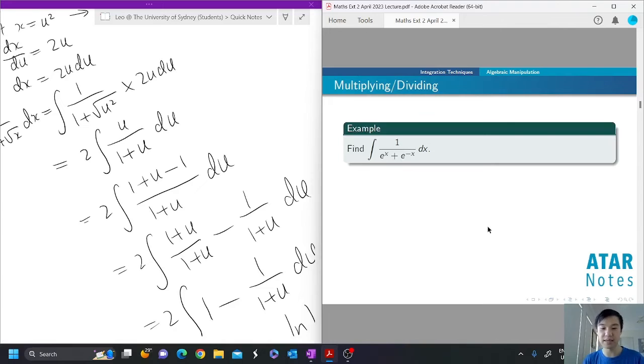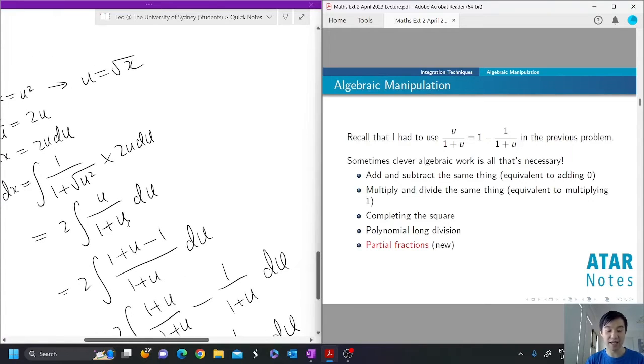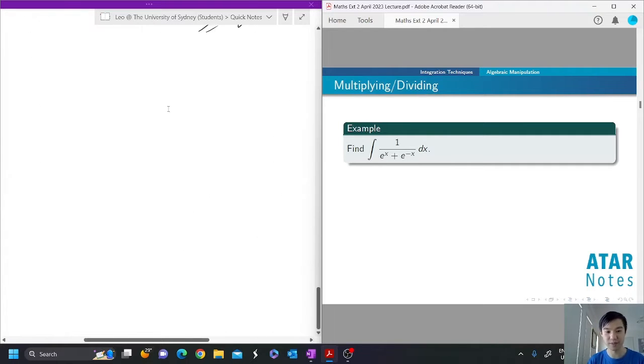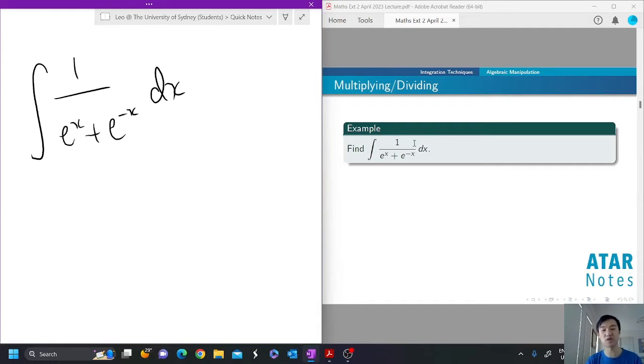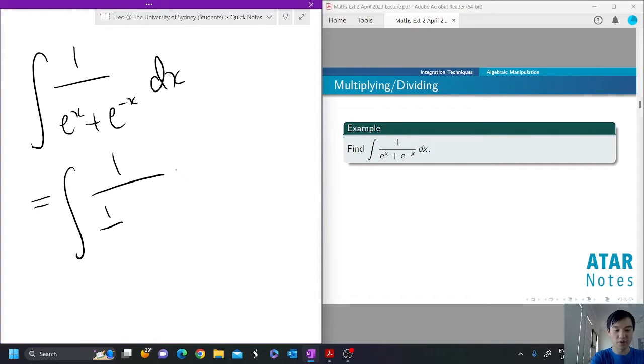Okay, so we just looked at adding and subtracting the same thing. Let's take a look at an example of where it might be useful to multiply and divide by the same thing. Let's take a look at integrating 1 over e to the power of x plus e to the power of negative x, like that. This might be just an integral you're given in the exam, and you'll be expected to be able to solve it. So taking a closer look, this is the same thing as the integral of 1 over e to the power of x plus 1 over e to the power of x, like that.